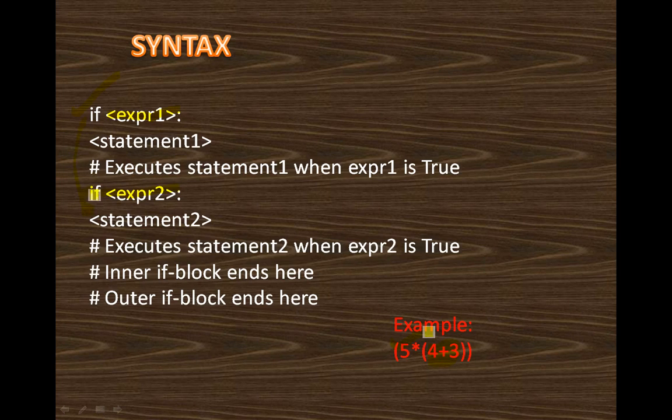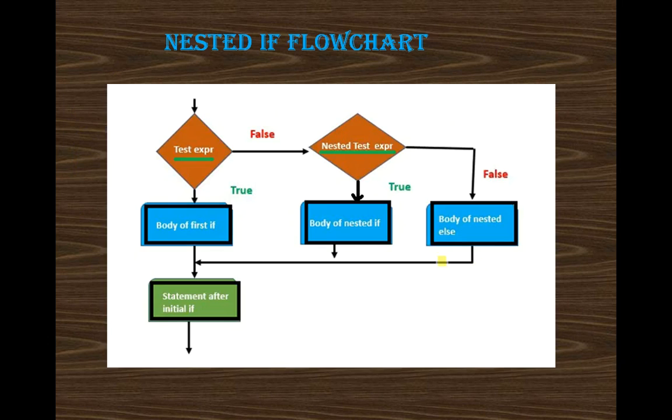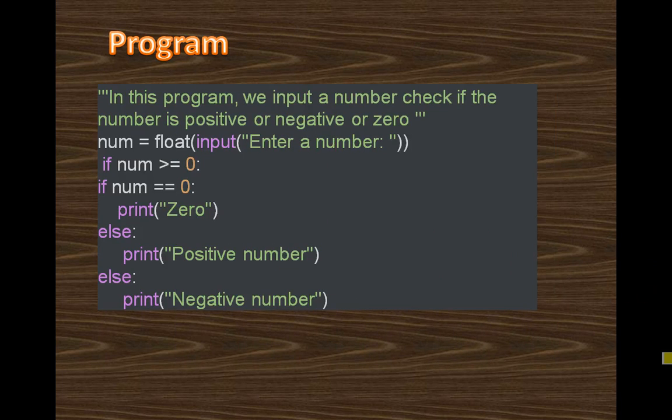In this case the flow chart will be like this. You have a test expression, body of the first if; if it is false, then the nested expression, body of the nested if; if it is false, body of the nested else, and then the statement of the initial if. So in this program, we are checking a number for positive, negative or 0. We have taken a number, and it checks if the number is greater than or equal to 0, and again it checks if the number equals 0, it will print 0, else it will print positive, and otherwise it will print negative.